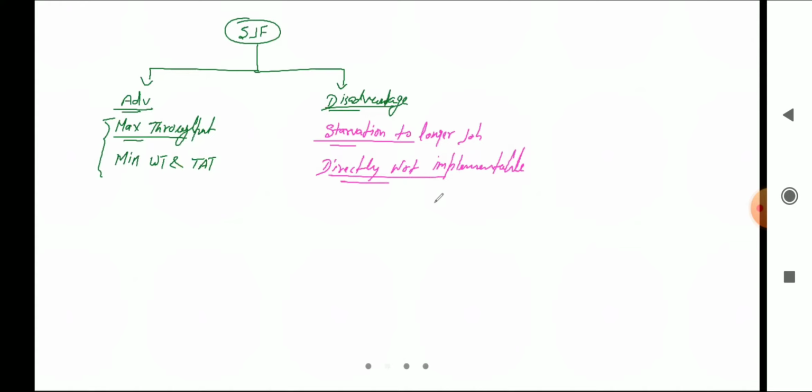So another thing we can say, this shortest job first is not directly implementable, because shortest job first means that in advance we don't know what will be the burst time for that process, right? So in advance we don't know the burst time of the process. Okay, so we'll have to do some predictions here.